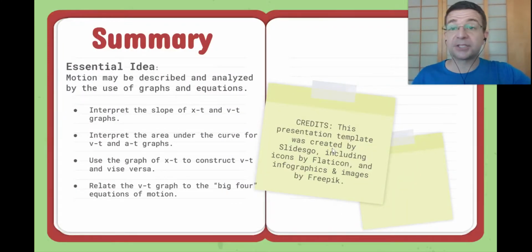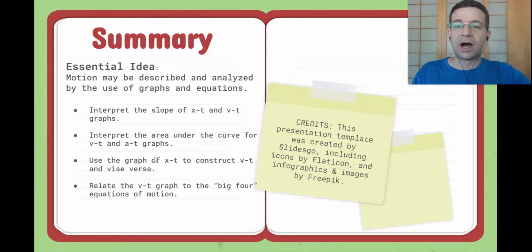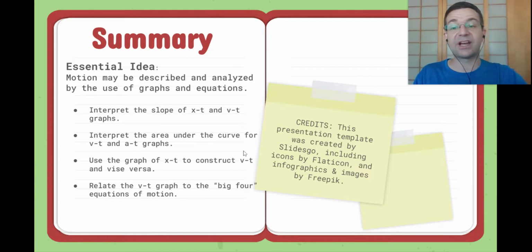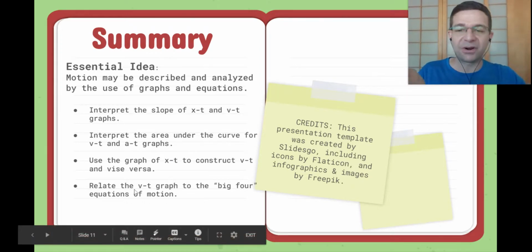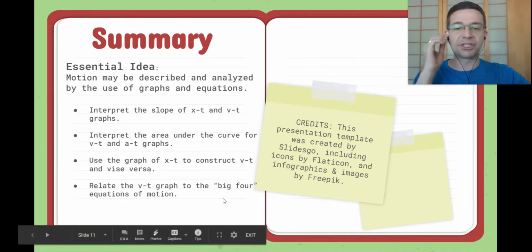That's the end for this presentation. Just to summarize, we've been looking at how motion can be described and analyzed in terms of graphs and equations. The big takeaways have been how to interpret the slope of position versus time and velocity versus time graphs, and how to also use the area under the curve to interpret velocity and acceleration graphs. We've connected the velocity graph to acceleration versus time and position versus time, and position versus time to velocity versus time, vice versa. And my favorite part, we've related the velocity versus time graph for constant acceleration to the big four equations of motion.